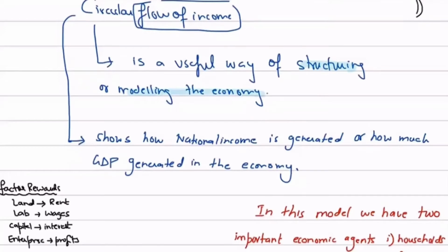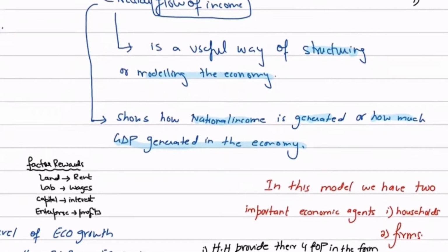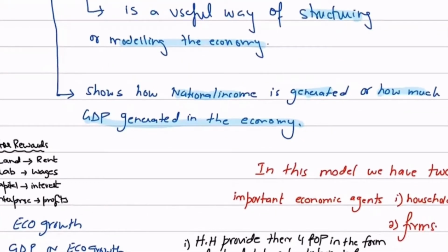Now, what do you mean by structuring and modeling it? Because if you need to understand how the macroeconomy functions, you need to understand how income is generated in the economy. And that model is perfectly explained by the circular flow of income. It basically shows how your national income is generated, or how much GDP is generated in the economy. If you understand how income is generated within the economy in a circular motion, you will actually end up calculating your GDP values. It is going to give you a lot of leads on your economic growth, your macroeconomic performance, as well as how much GDP you have generated.